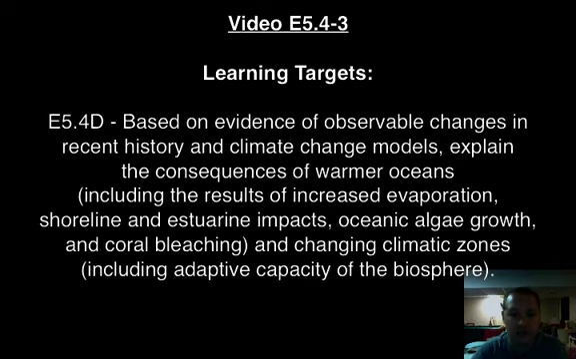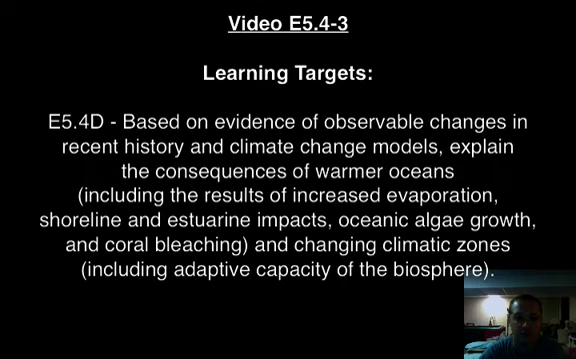And then the third and final target is E5.4-3. I know it's a long one and it's a mouthful, so let me explain it to you. Based on the evidence of observable changes in recent history and climate change models, explain consequences of warmer oceans. So the focus is going to be based upon what scientists have gathered as far as information and data throughout the entire world, both north, south, and also around the equator. What have they found has taken place because of the warmer oceans?